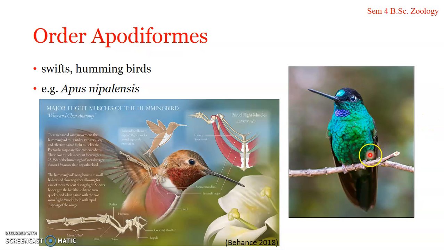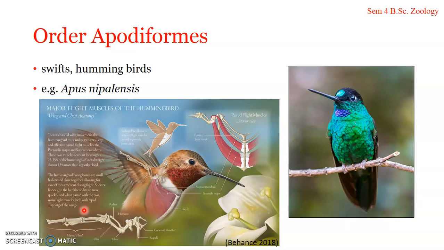Here you can see the wings are very long, formed of a short humerus bone and long distal segments. You can see the humerus bone is very small over here, but the distal segments, you can see the hand and all, are very long. The hummingbird's wing bones are small, hollow and close together, and this allows for ease of movement during flight. Shorter bones give the bird the ability to turn quickly, and when paired with the two main flight muscles, it helps with rapid flapping of the wings.